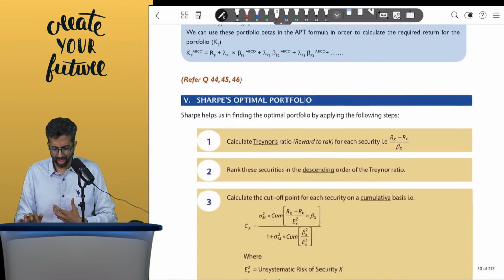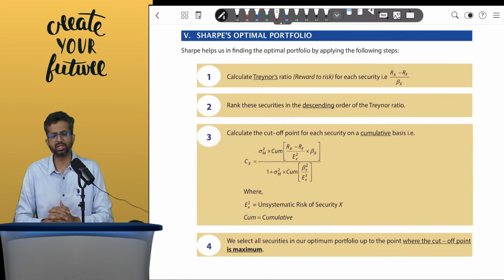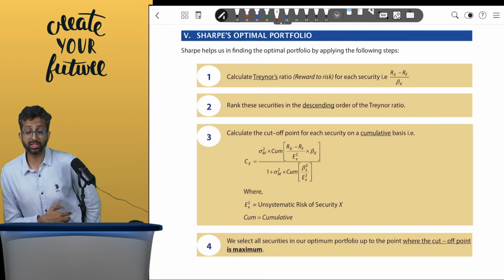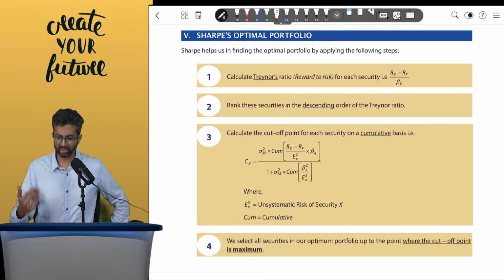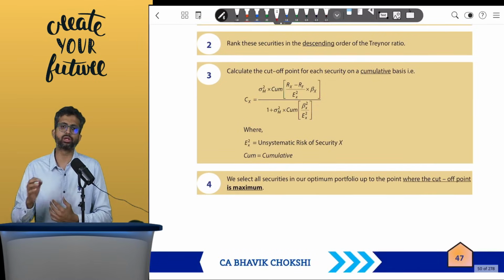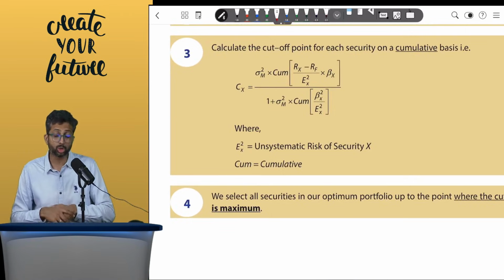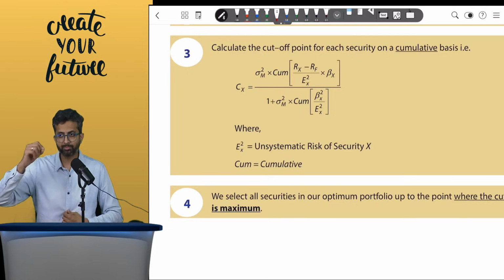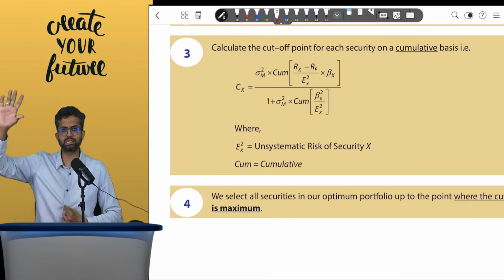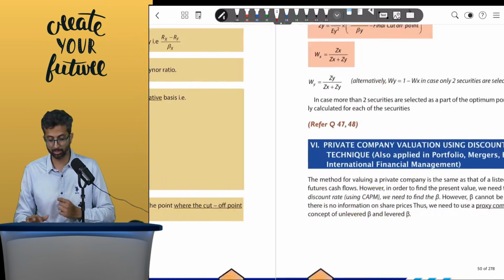Okay, next you have something called Sharpe's optimal portfolio. This is a fairly detailed calculation, not very important from an exam perspective. It has never come in the past, but if you have to solve it, you will first calculate the Treynor ratio, rank the securities in descending order of the Treynor ratio, and then calculate the cutoff point using this formula. It's a fairly detailed formula, you can pause and see it if you want to. The point where you reach the highest cutoff is the final cutoff point, and these are the securities that you will select for your optimal portfolio as per Sharpe.